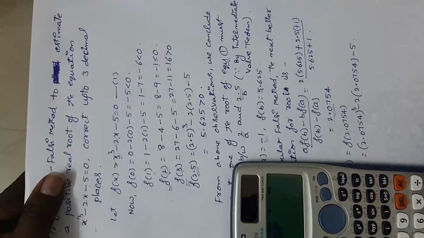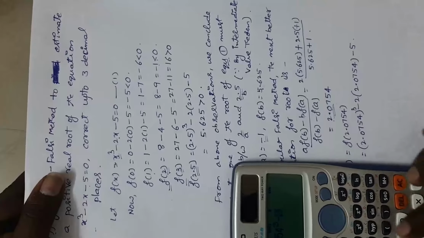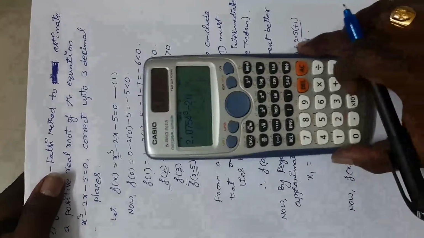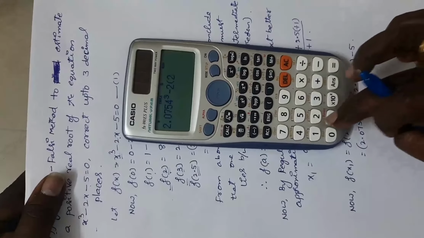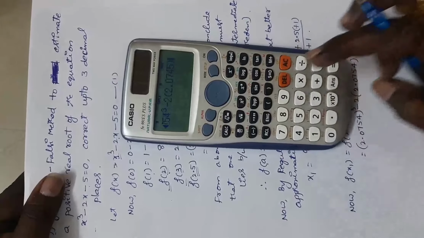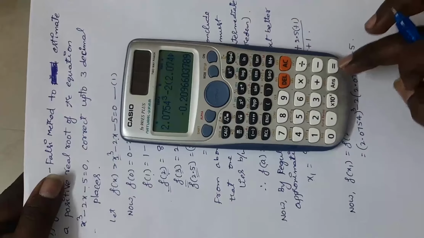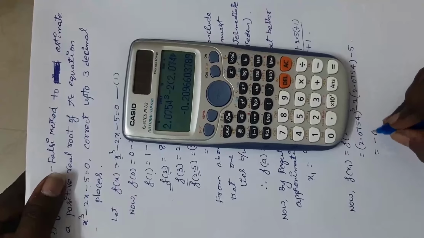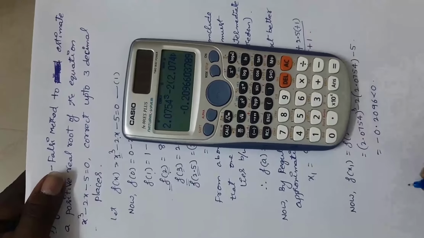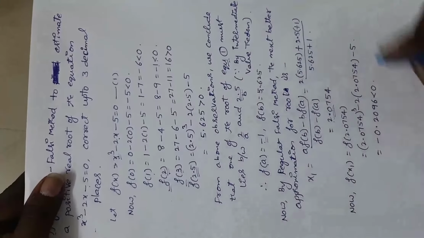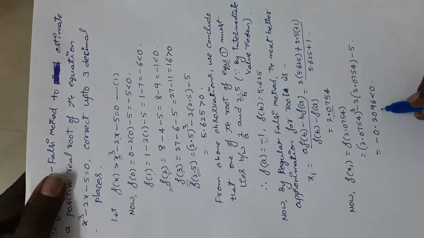2.0754 cube minus 2 times 2.0745 minus 5 is equal to, you will get again negative, minus 0.2096, which is negative. So f of x1 is negative. x1 does not satisfy the given equation. That's why this is not a root.